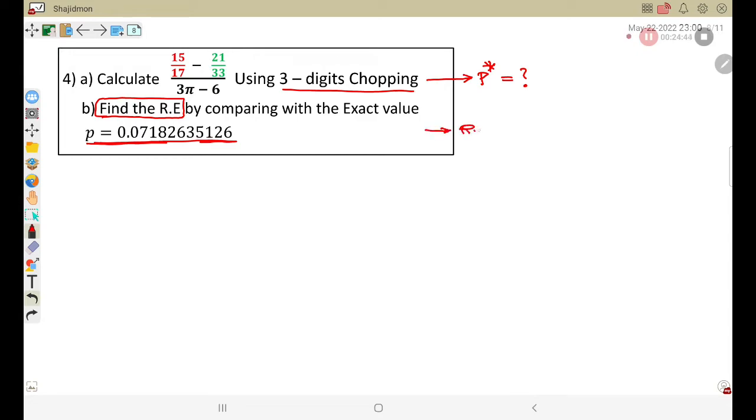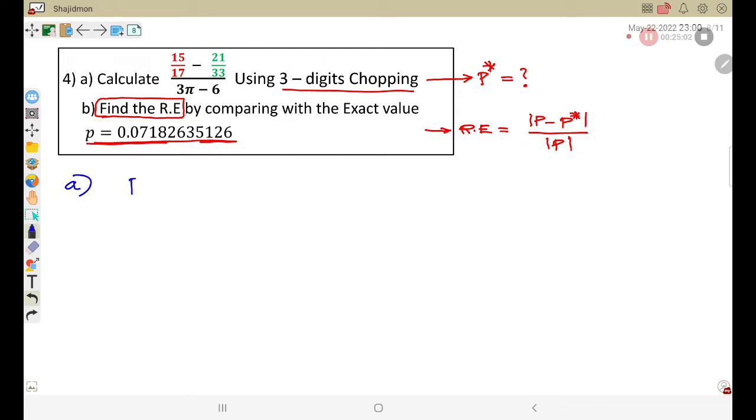Correct? Relative error. What is the rule for relative error? Absolute P minus P star divided by absolute P. Okay. So first we are doing A part of the question.